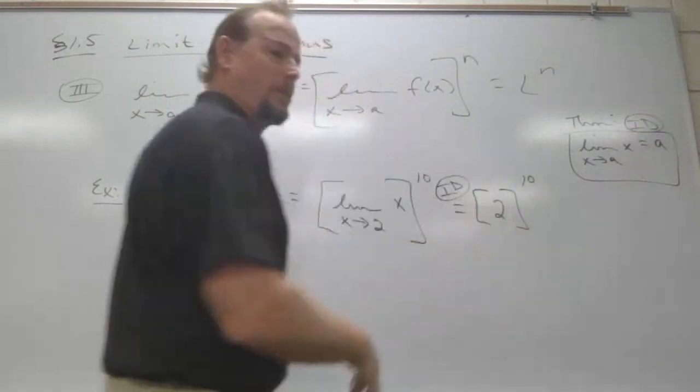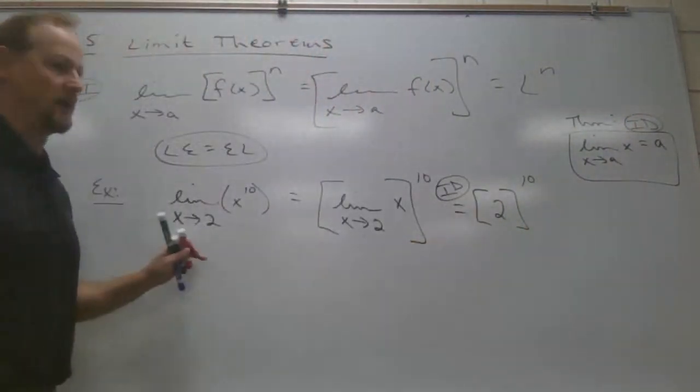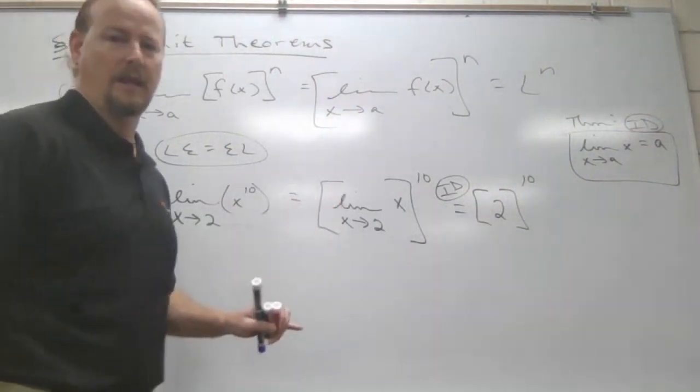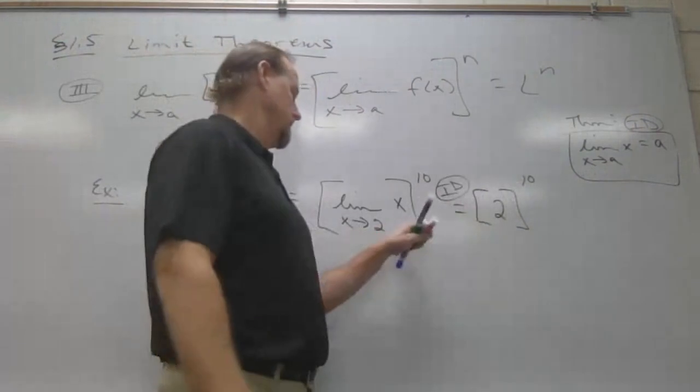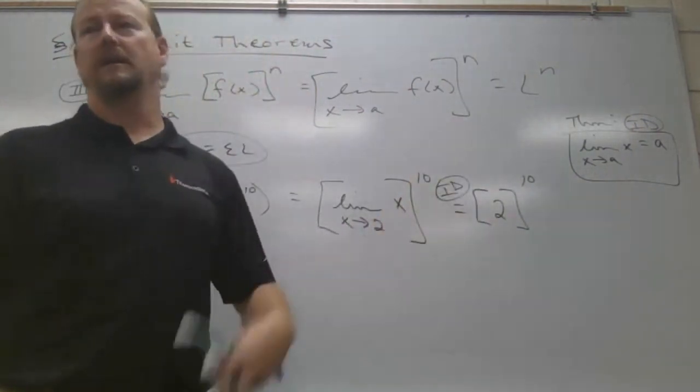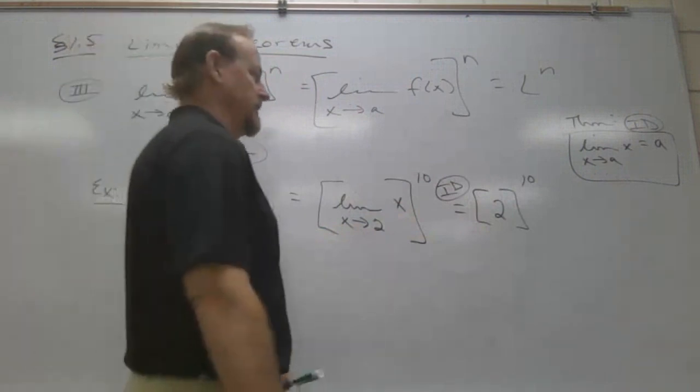When we use a theorem or a rule as we go, and we're not using epsilon delta, we're just going to go ahead and show it with the equal sign. So you can show your steps. You can prove it along the way, right? And we got 2 to the 10th power.